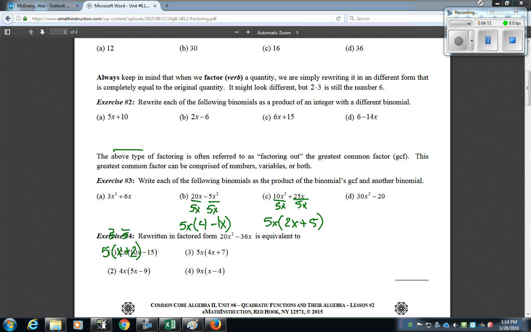Now you can always check these by multiplying them and distributing that number back through, especially if you're not sure if you did it right. But also, like I said, make sure you divide using the calculator if you're not sure if that number is going to be a factor. So it's got to be a factor for all of them. Now we're going to go on to the back of this page.